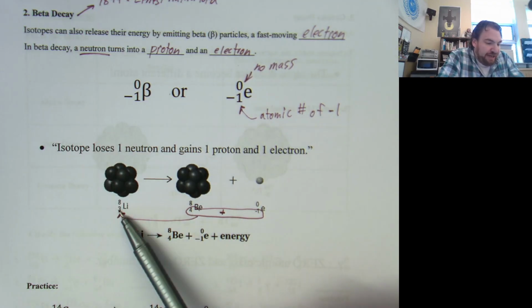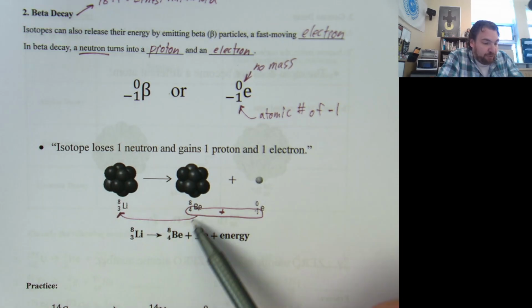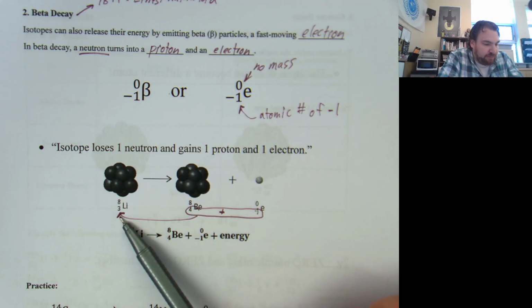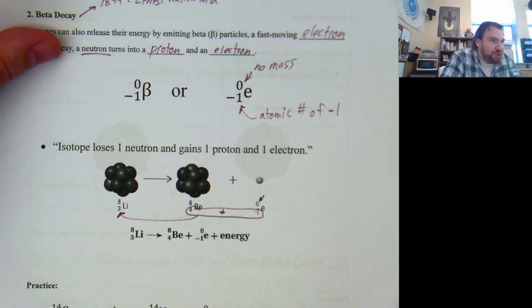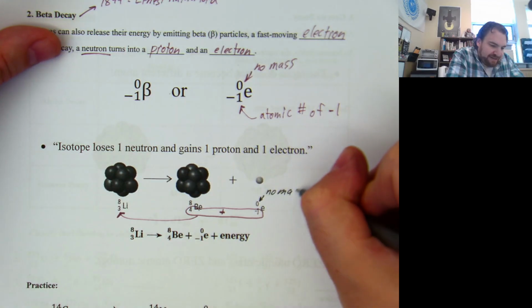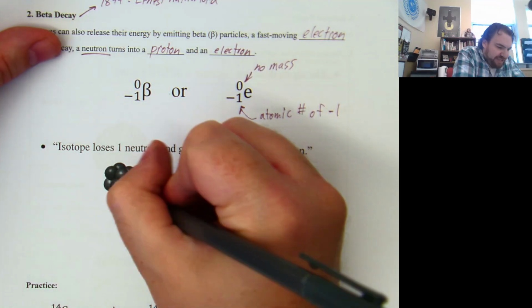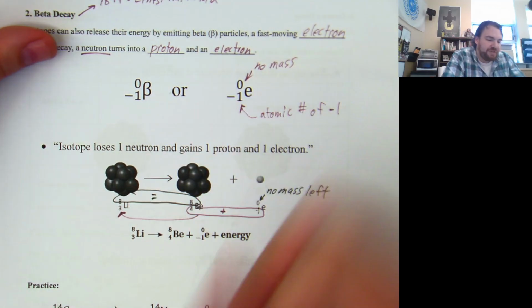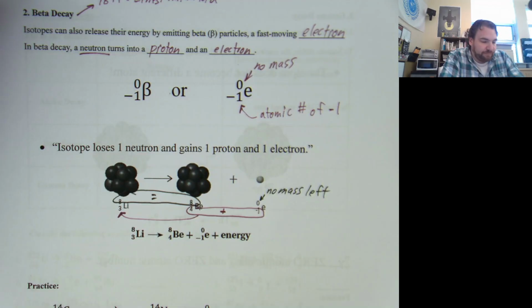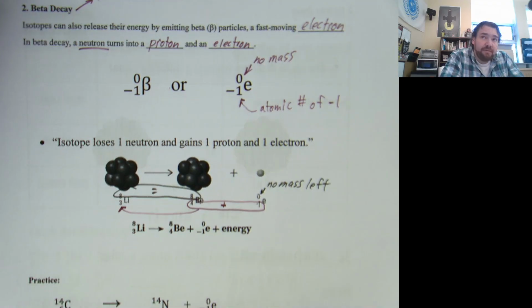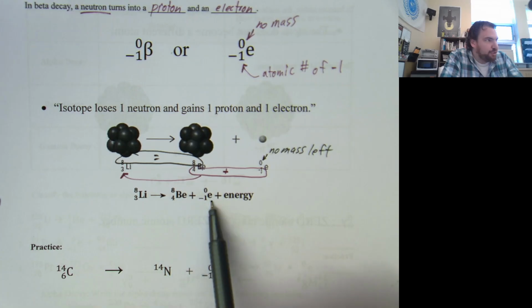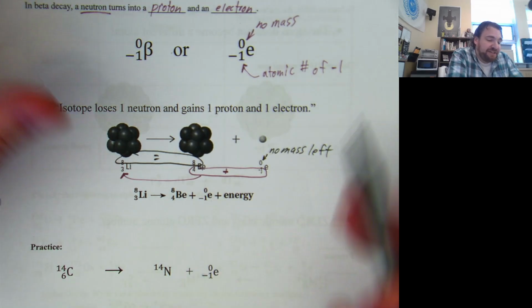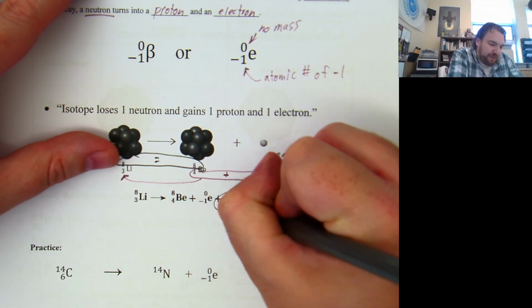So if this was a 3 and -1 shot out, that means the atomic number must jump up to 4, because 4 plus -1 is 3. And the mass remains the same because no mass leaves with an electron. No mass has left, so these two masses must remain the same. So when beta decay happens, this is what you're going to get. Lithium turns into beryllium, the atomic number goes up 1, and an electron shoots off. And because that electron is fast moving, it's carrying a whole bunch of kinetic energy with it.